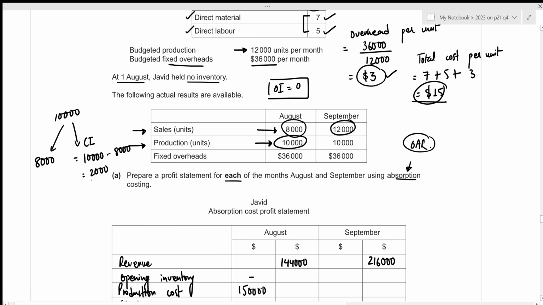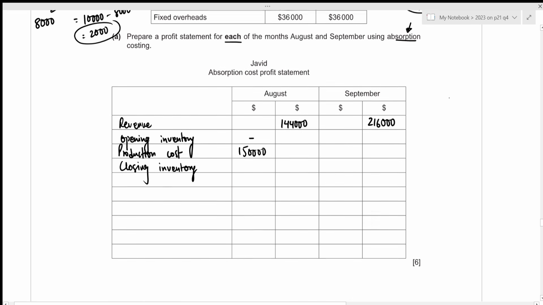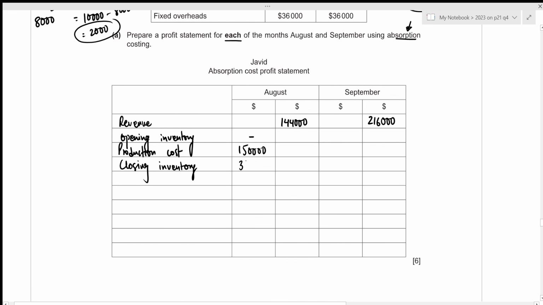And remember that in the case of absorption costing, closing inventory will be valued at the total cost itself. So in order to calculate its value, we just need to multiply the 2,000 by 15. That gives us the value of 30,000. And again, since the process is similar, we need to subtract the closing inventory as well. Let's calculate the total cost of sales for the month of August. That's going to be 0 plus 150,000 minus 30,000, which results in 120,000.